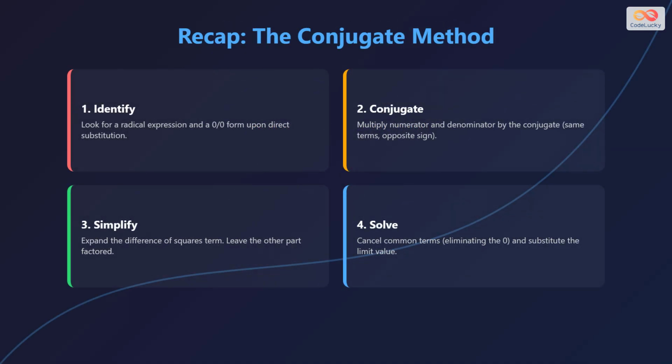To summarize, whenever you see a limit problem with a radical that gives you 0 over 0, first, identify the radical part. Second, multiply the top and bottom by its conjugate. Third, simplify the numerator using the difference of squares, but keep the denominator factored. Finally, cancel the common terms and substitute the limit value to solve.